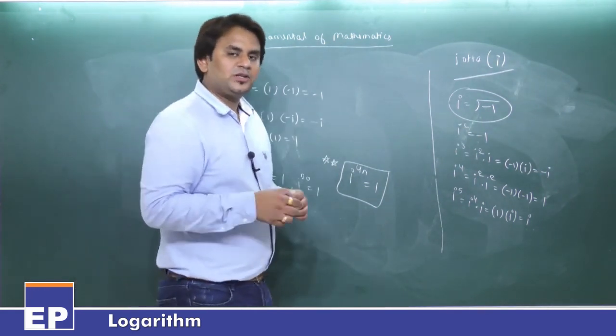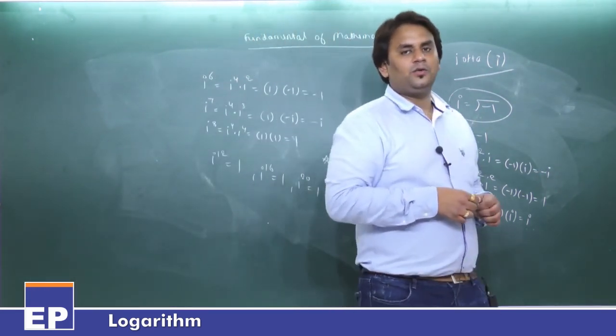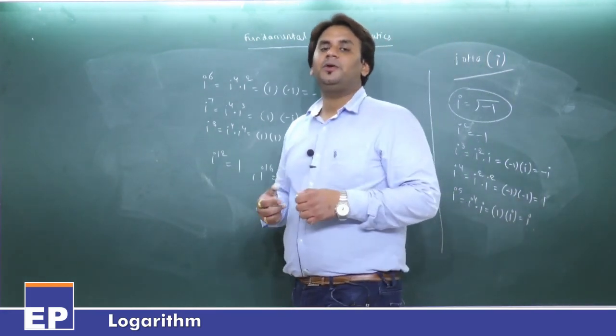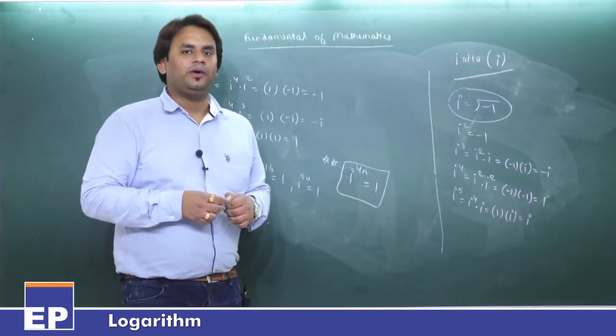Means I will ask, what is the value of iota to the power 100? You will say it is 1. Iota to the power 400 is equal to 1.